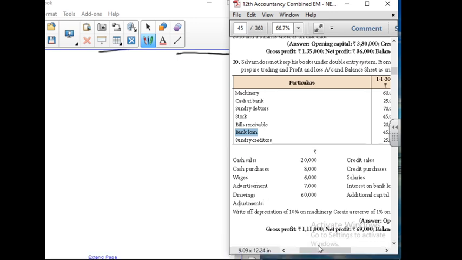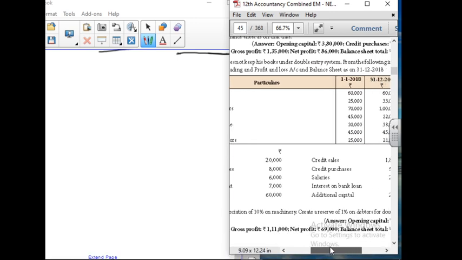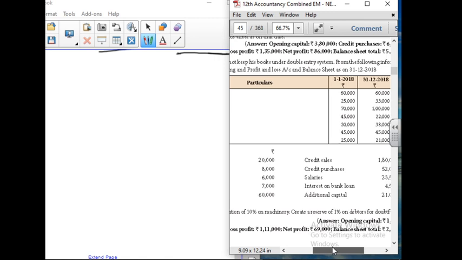Drawings. Next, on this side, credit sales is given, so it is not required to find the total debtors account, and credit purchases is also given, so it is not required to find the total creditors account. So these two pieces of information are given, so it's not required to find them out. Next, salaries, interest on bank loan is given. Interest on bank loan, again it is an expense for us.